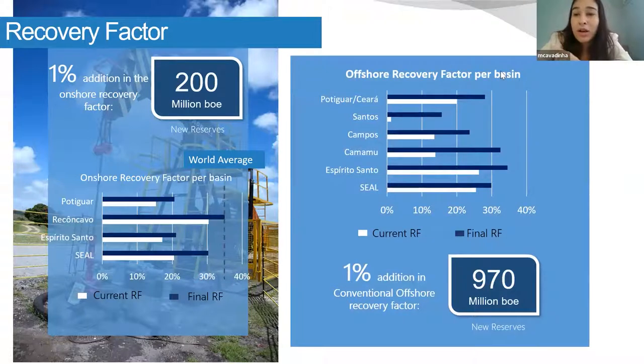And if you look at the other offshore fields, for example, Campos Basin, a major basin offshore, we still didn't reach 20%. So we have a lot to grow in major fields. And if we add 1% in the conventional offshore, I mean, excluding pre-salt, we can add 900 million barrels of oil equivalent as new reserves.